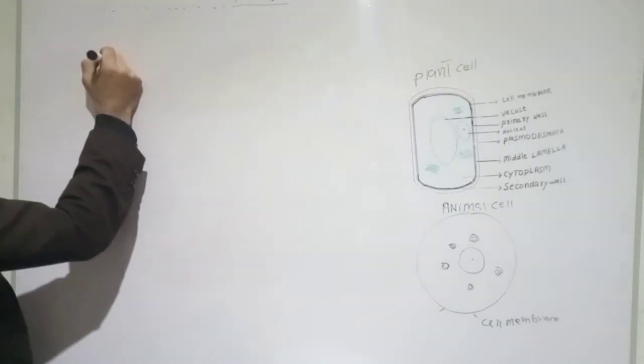Today we will define cell, and also differentiate between plant cell and animal cell. Let's start. Define the cell. What is cell?